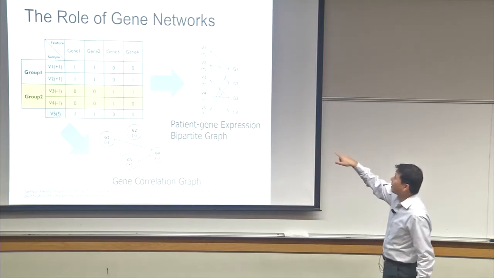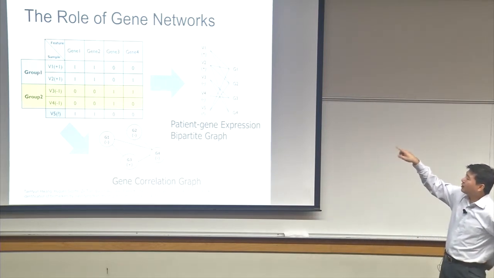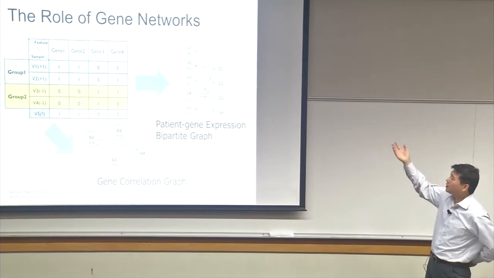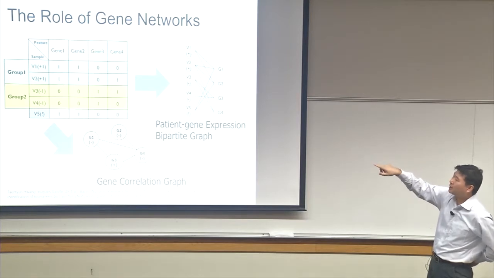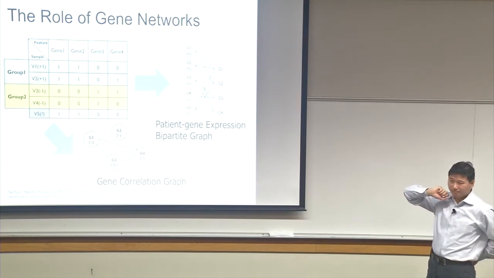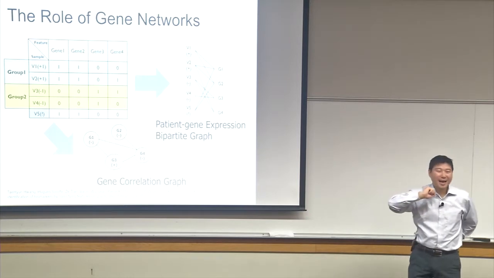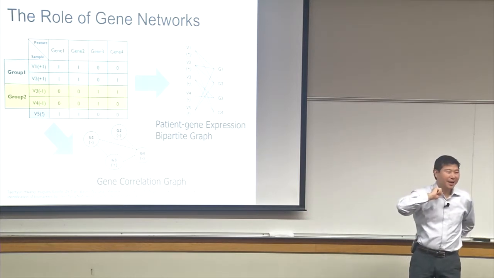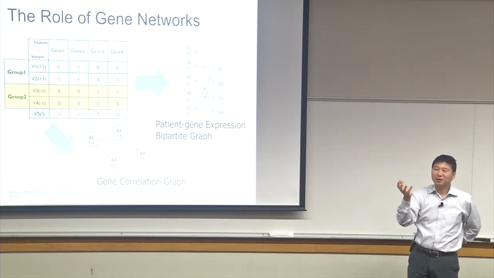So now I build a bipartite graph where on the left I have the nodes as the patients, and on the right I have the nodes as the genes. And then the connections are the edges weighted by the gene expressions. Okay, so once I have this representation, I can apply graph-based machine learning algorithms.